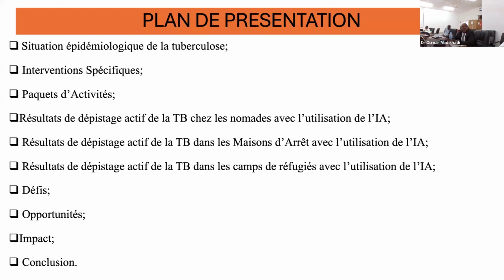So our presentation plan will be on these points. We're going to have an epidemiological situation of tuberculosis, specific intervention, and some activity packages, and the screening. The results of active TB screening among nomads using AI in different key populations. So the nomads, in the detention center, in the refugee camps. We're going to talk about the challenges, the opportunities, impact, and then have our conclusion.